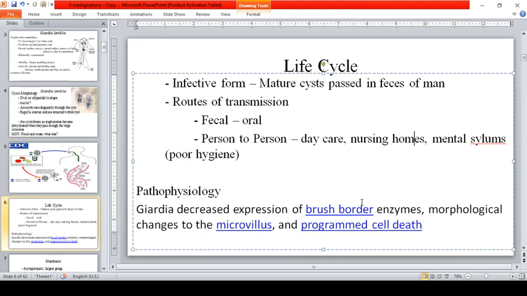And take note, the small intestine is the part wherein the majority of the absorption of the nutrients that we derive from food happens. Okay? But for Giardia lamblia, anong ginagawa niya? Pinapaliit niya yung expression ng microvilli, the brush border enzymes. So, therefore, there will be a morphological change to the microvillus and a possibility of a programmed cell death.